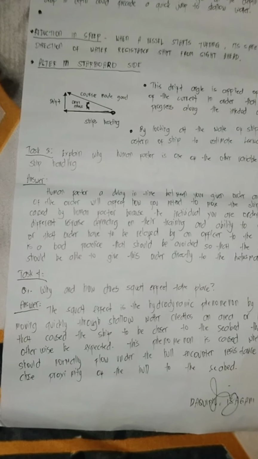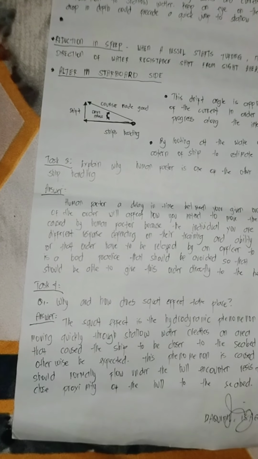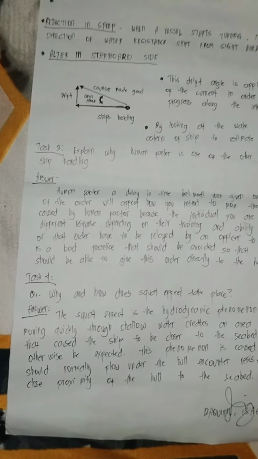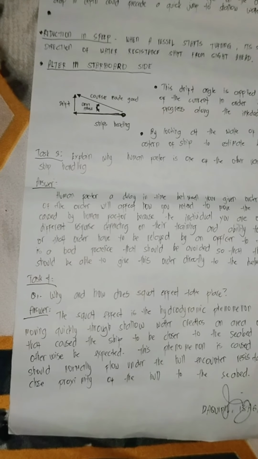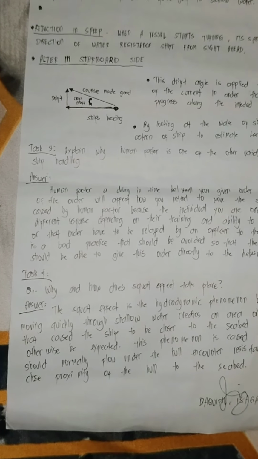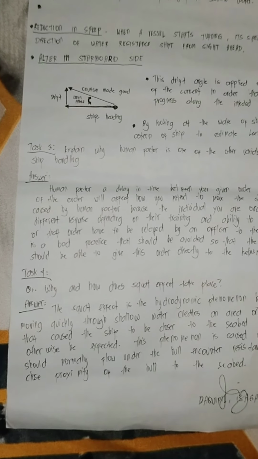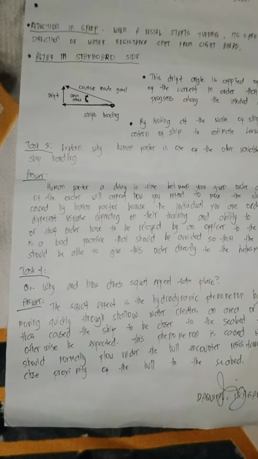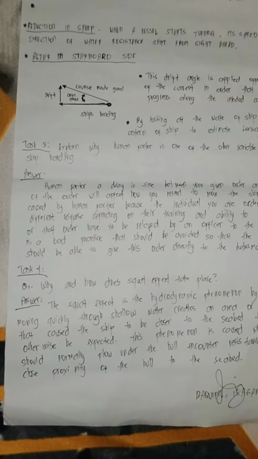Task 3: Explain why the human factor is one of the other variable factors affecting ship handling. My answer: the human factor, the delay in time between your given order and the execution of the order, will affect how you intended to move the ship. This is caused by the human factor because the individual you are ordering may have a different response depending on their training and ability to perform the job, or that order has to be relayed by an officer to the helmsman, which is a bad practice that should be avoided, so that the conning officer should be able to give the order directly to the helmsman.